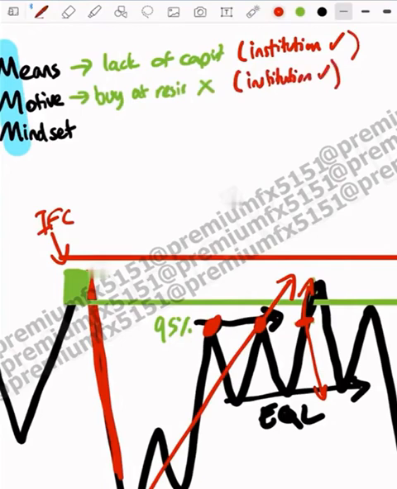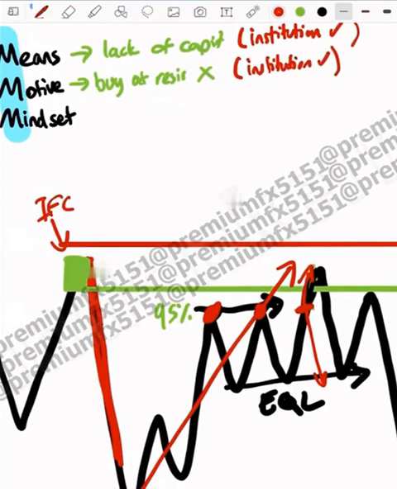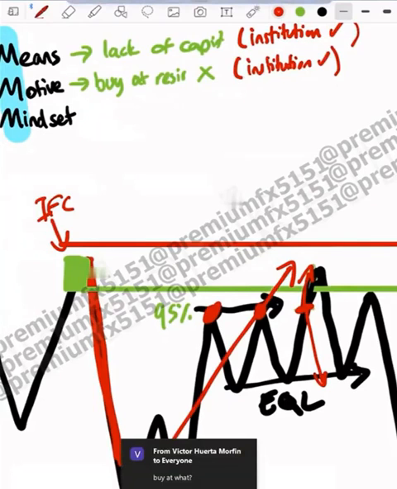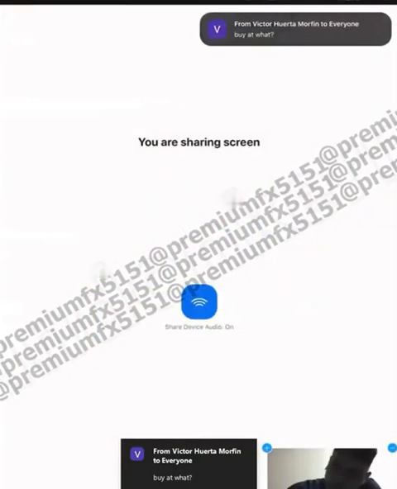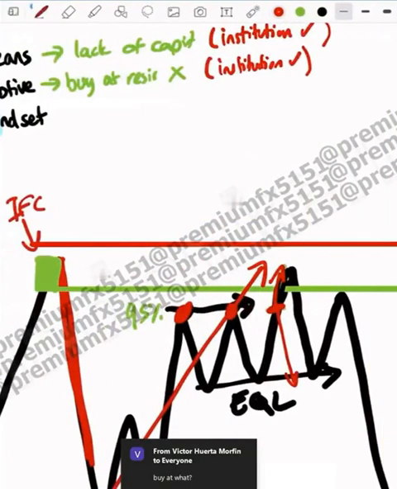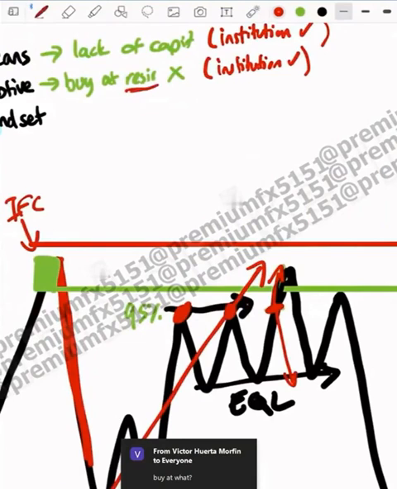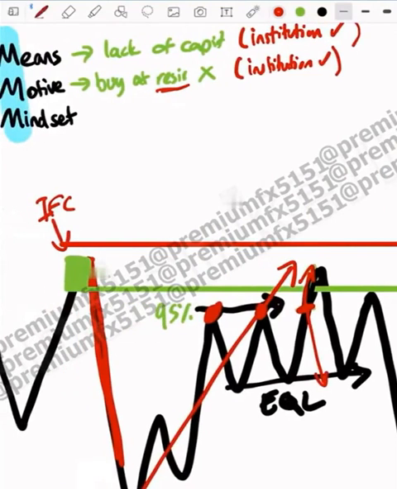And the last one is mindset. The mindset component I created was more like the whole thing about liquidity of equal highs and equal lows. Retail traders don't really think like that. Retail traders, they don't have the motive to buy over here. This is a resistance level.